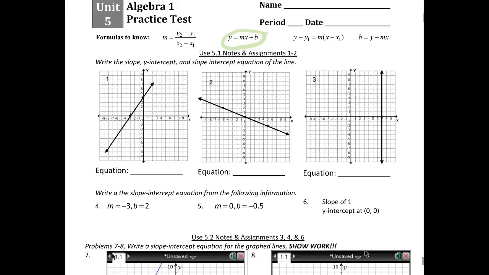All right, let's go ahead and tackle number one. The directions say to write the slope, y-intercept, and slope-intercept equation of the line. So that's what we're going to do. Let's find the slope first. I've got 2 points on my line here. I've got a point right here, and I've got a point right here.